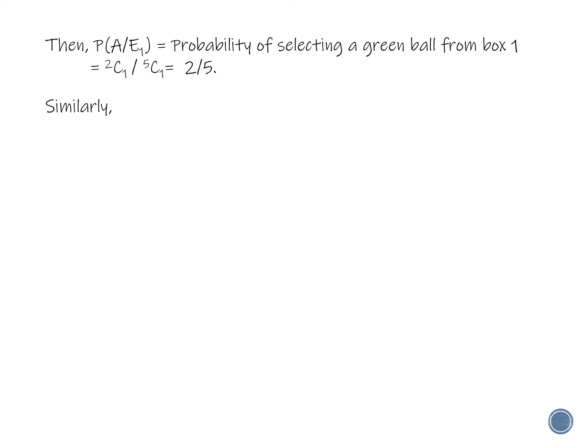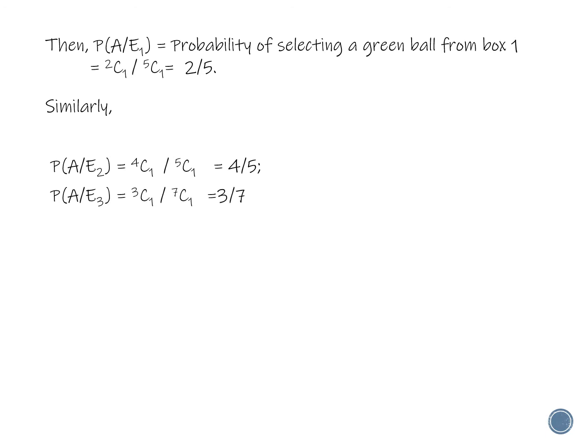Similarly, we find probability of A given E2. In box 2 we have 4 green balls and 1 red ball. Totally we have 5 balls. So out of 5 balls we have to choose 1 ball. So the existing number of cases here is 5C1. In box 2 we have 4 green balls, so we have to choose 1 ball. So the favorable number of cases here is 4C1. So probability of A given E2 equal to 4C1 divided by 5C1, that is the same as 4 divided by 5.